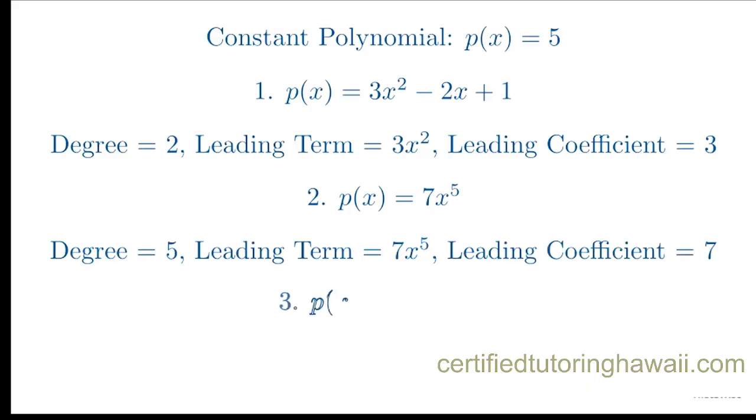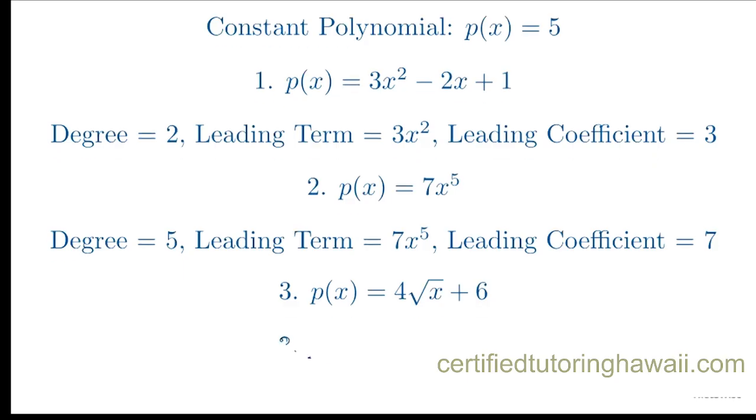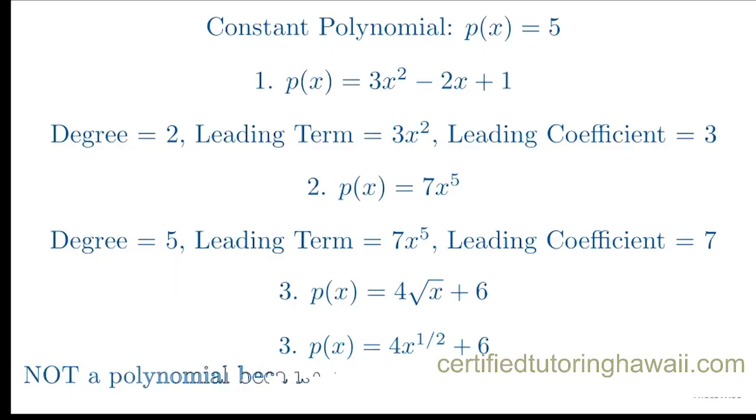Finally, p of x equals 4 times the square root of x plus 6. We can rewrite the square root of x as x to the 1/2 power. The exponent 1/2 is not a positive integer. So, this function is not a polynomial. Because the exponent is a fraction, this function fails the definition of a polynomial.